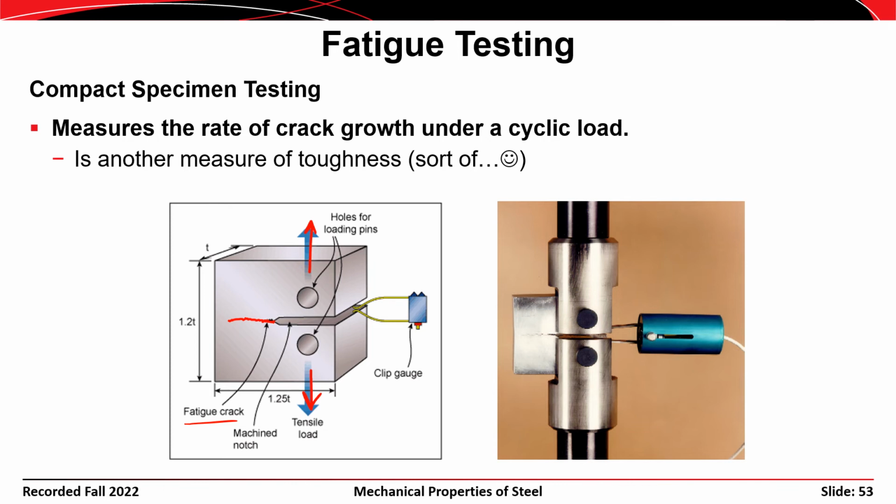And the rate of crack growth can be correlated to the toughness of the material. And then this could be used to evaluate whether the material is acceptable under fatigue consideration, or can be used to develop specification language or things of that nature.